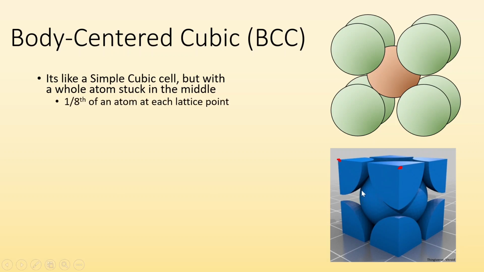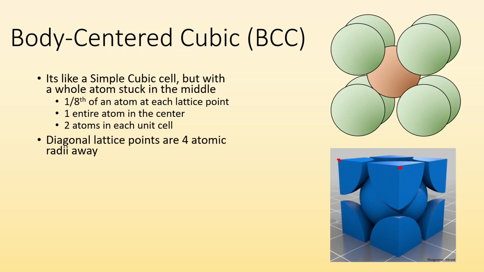So each lattice point has 1/8 of an atom. Got an additional atom in the center of that, which tells me that there are 2 atoms in each unit cell. Now the diagonal lattice point. So this lattice point to that lattice point internally is going to be 4 atomic radii, right? We have 1 atomic radius there. I got 2 for that internal atom, and then a whole other one for that one.